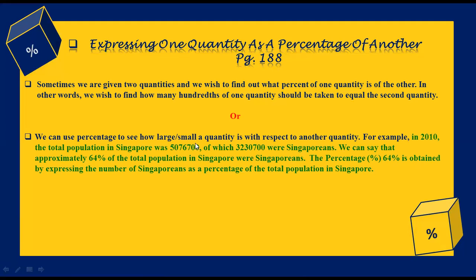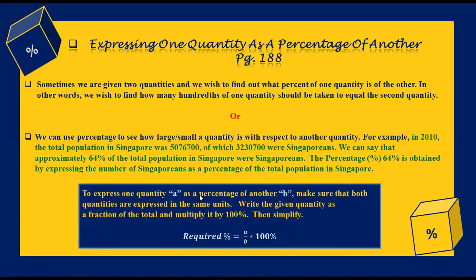So the percentage 64% is obtained by expressing the number of Singaporeans as a percentage of the total population in Singapore. Means के हमने ये देखा कि सिंगापुर में 3230,700 जो है Singaporeans हैं, और टोटल पॉपुलेशन 5076,700 है. तो this value we will treat as a numerator and this one is denominator. So numerator divided by denominator multiplied by 100% is equal to percentage of Singaporeans population. ठीक है, तो आगे चलते हैं.